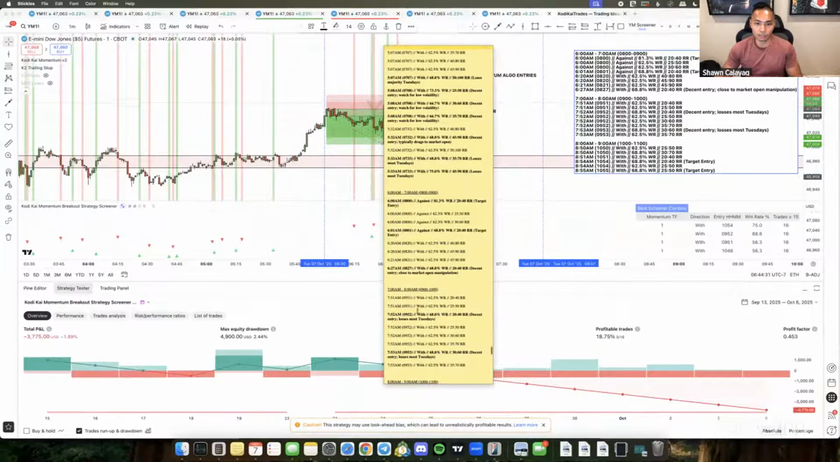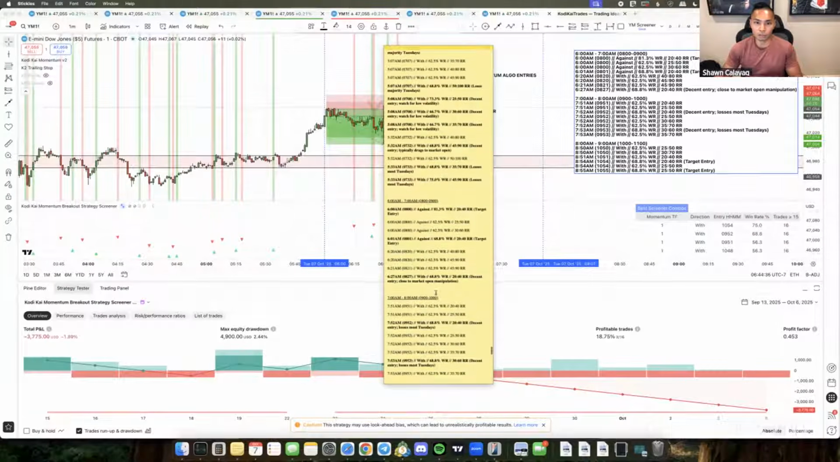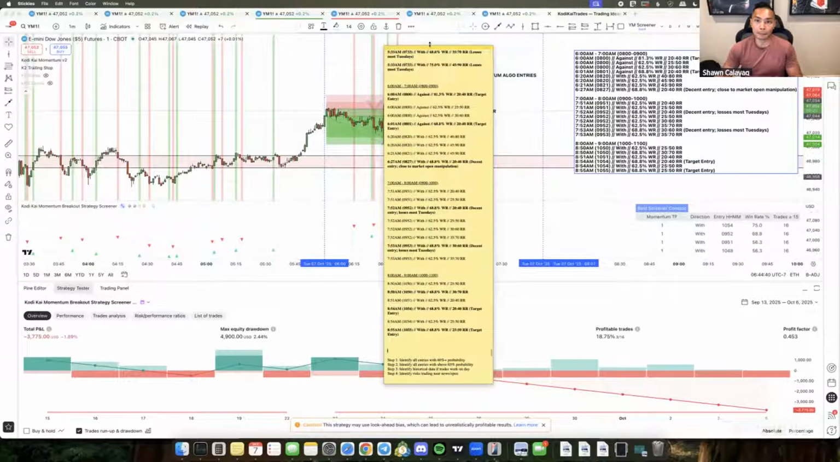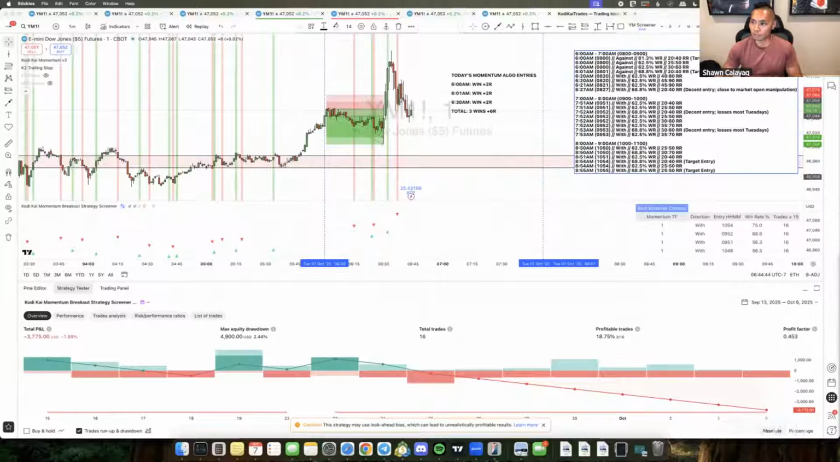There's an entry right here at 752, decent entry, but it loses on most Tuesdays. So it's a good entry, but it loses on most Tuesdays. It doesn't necessarily mean it's going to lose this Tuesday, but I look at the historical trades, and it shows that it does lose on some Tuesdays. So obviously, I'm going to be a little careful. So I'll pull up that data.